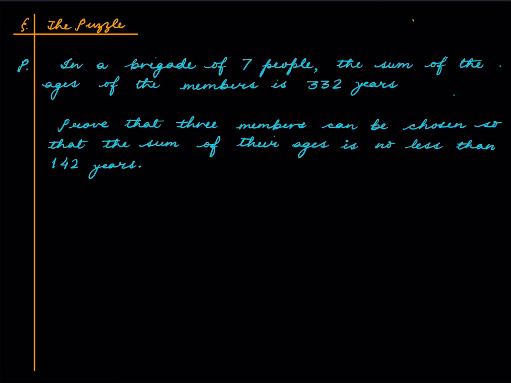So if you know the sum of ages of 7 people, then there are some 3 people amongst those 7 whose sum of ages you can lower bound, and these are the precise numbers in the problem that appear. All right. So of course, as it goes for any puzzle session, you should pause the video and try to solve this yourself. All right.